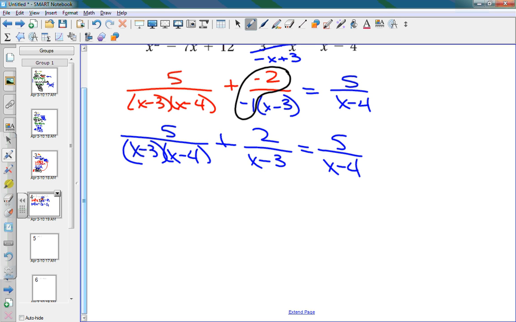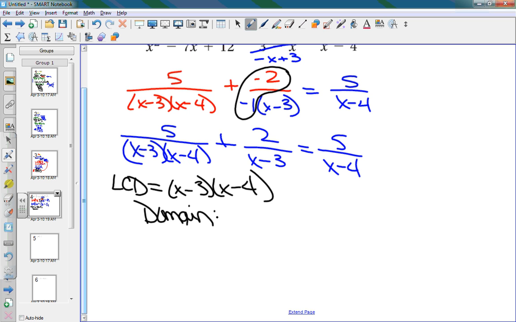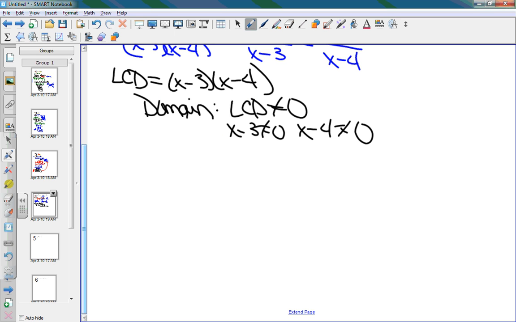Now, what's my LCD? x minus 3 times x minus 4. And from that come my what? My domain restrictions. My LCD cannot be 0, so x minus 3 cannot be 0, and x minus 4 cannot be 0. So what can x not be? 3 and 4. x cannot be 3 or 4.